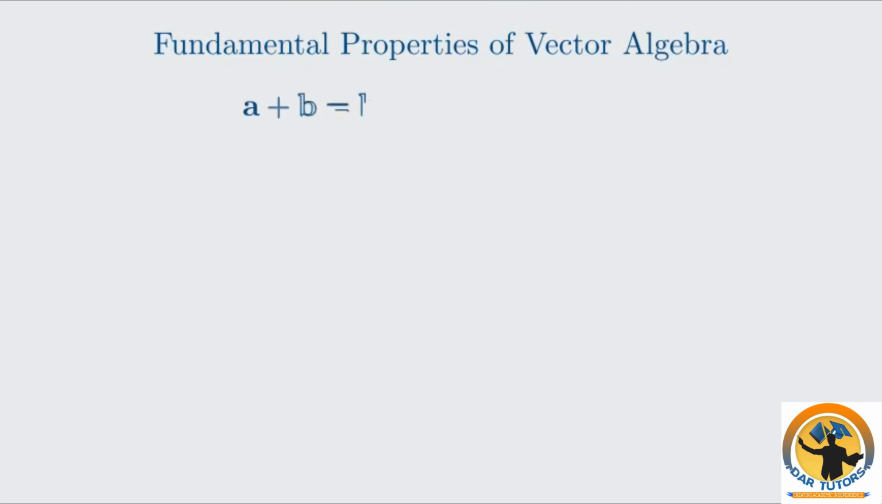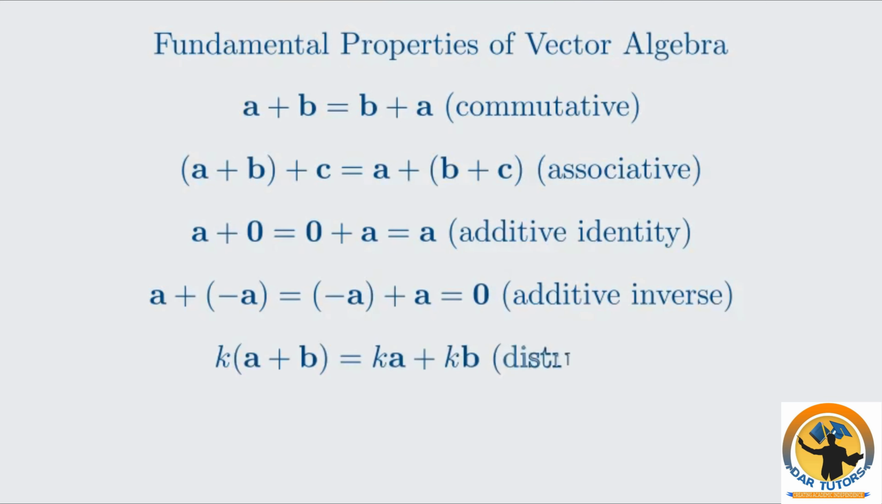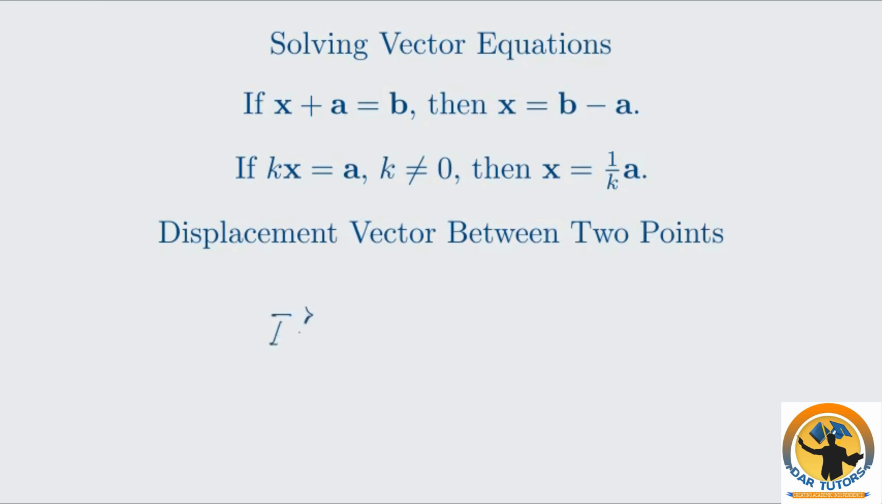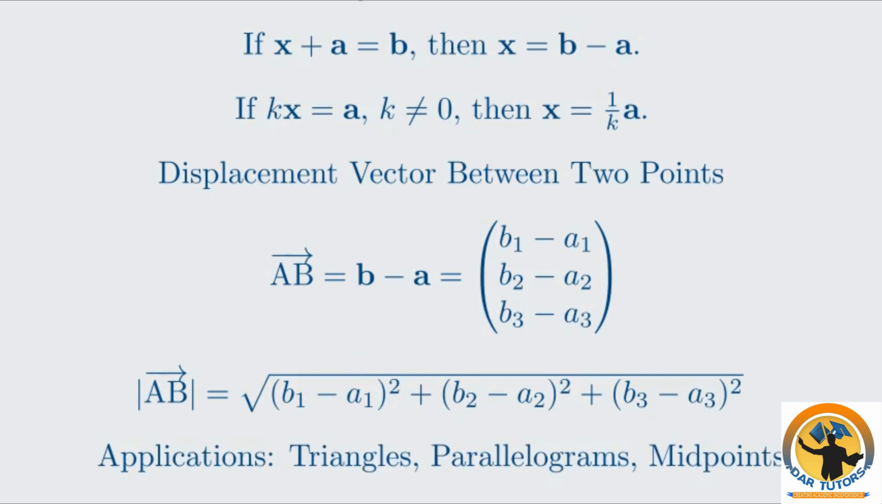Let's quickly recap what we've covered. We started by establishing the fundamental properties of vector algebra, including the commutative, associative, identity, and inverse properties for addition, and the distributive and magnitude properties for scalar multiplication. We then used these properties to solve vector equations, emphasizing that we multiply by reciprocals instead of dividing. Finally, we learned how to find the displacement vector between 2 points and its magnitude, and applied these concepts to solve problems involving triangles, parallelograms, and midpoints.